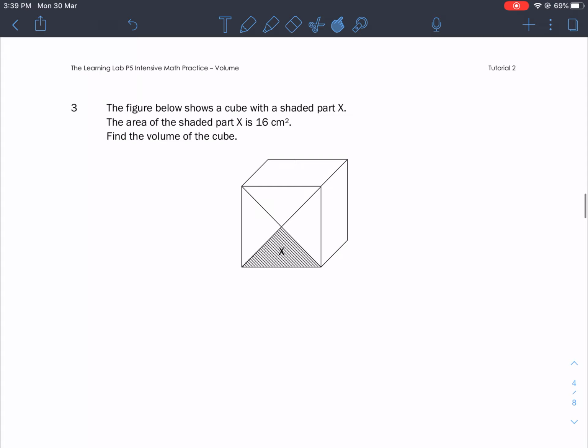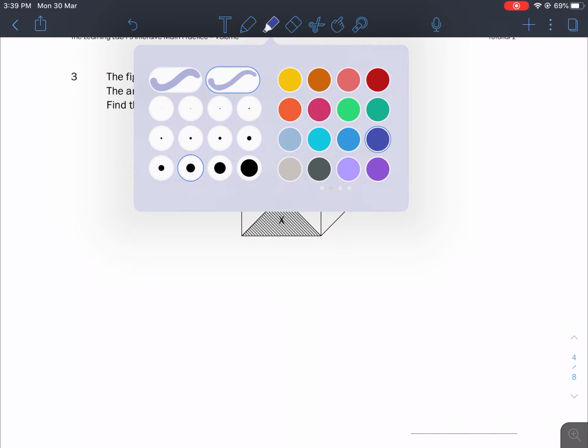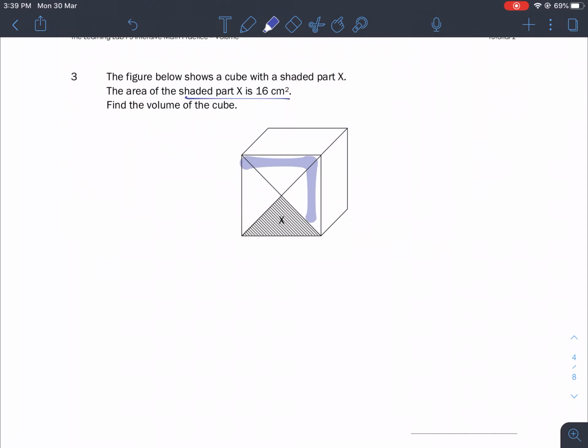Next one, question 3. The figure below shows a cube with shaded part X. The area of the shaded part X is 16 cm squared. Now, shaded part X is pretty useless to us because we don't have the shaded part as part of the formula. So what you will have to do is find out what is the entire base area including this part. Then you will get the area of a square.